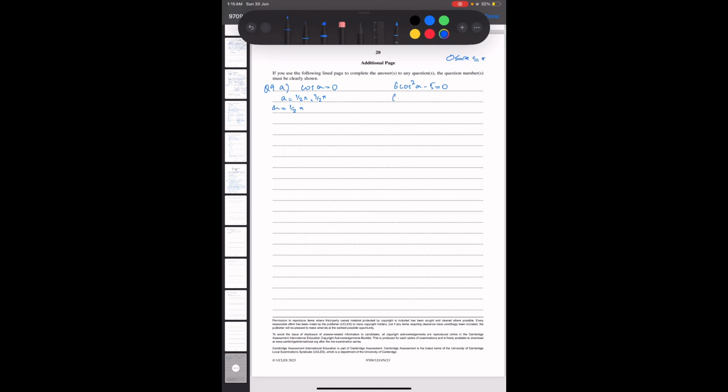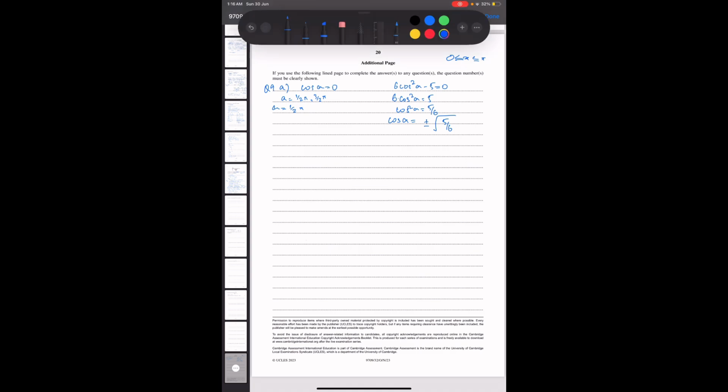Now to solve this part, 6 cos squared a is equal to 5. Cos squared a is equal to 5 upon 6. Cos a is equal to plus minus the square root of 5 upon 6. So according to this, cos can be in all the quadrants 1, 2, 3, 4. But according to our range of x over here, 0 to pi, that means the quadrants allowed are only first and second, right? So first let's find alpha.